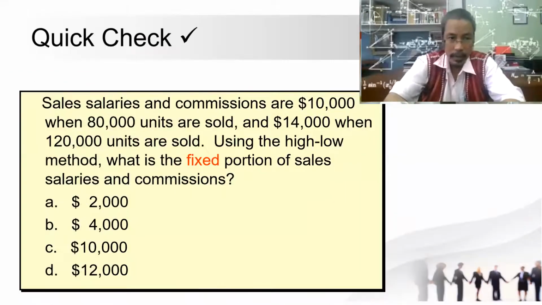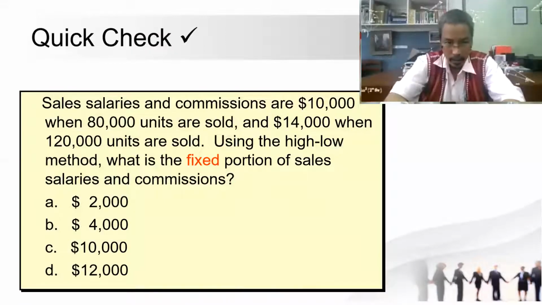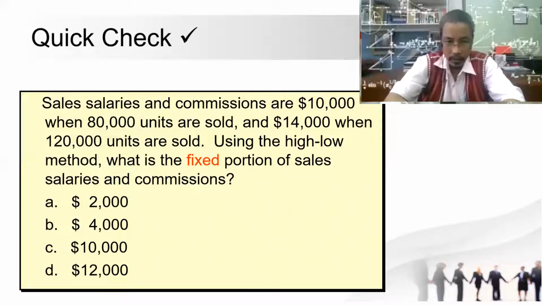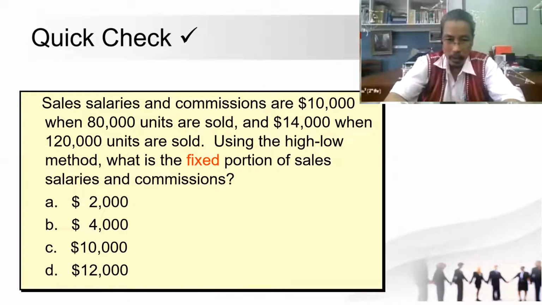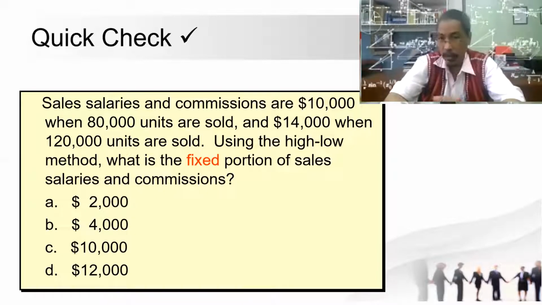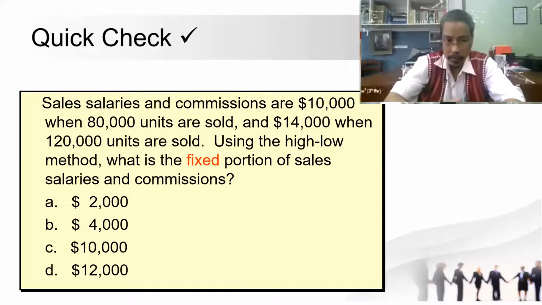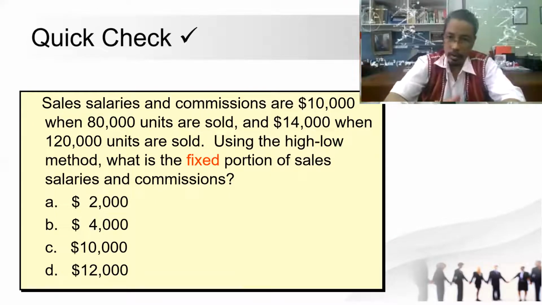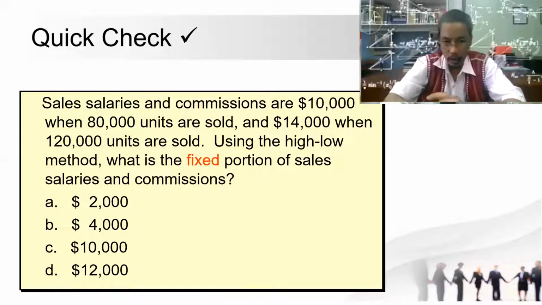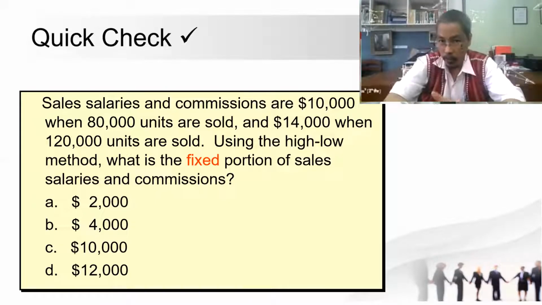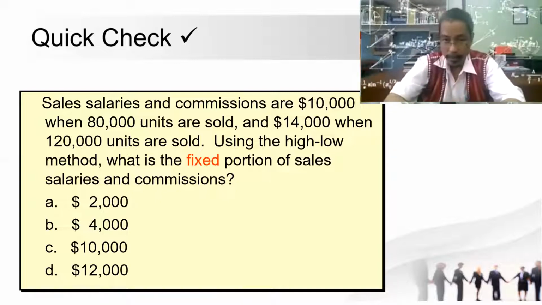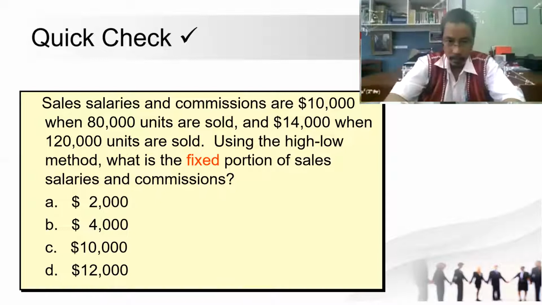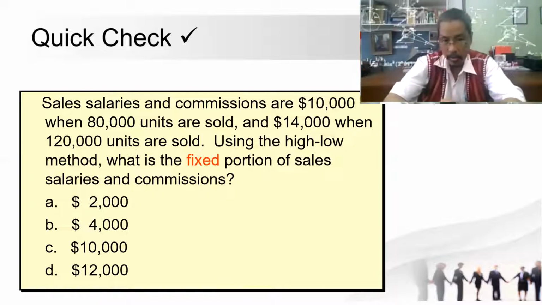And next problem, the same given, using the same method. What we are required to solve is the fixed portion of the sales and salaries commission. What is a fixed portion? It is also very straightforward, as we have just explained some slides ago. Okay, how to do it.